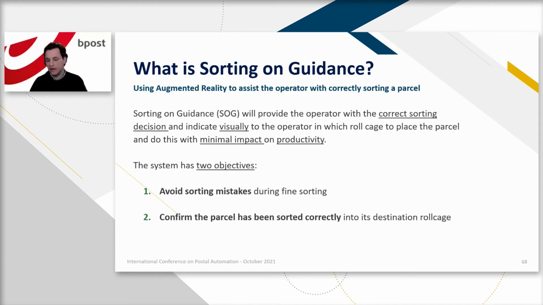So what is sorting on guidance? Well, the definition is using augmented reality to assist the operator with correctly sorting a parcel, which is clear enough, but I think it's important to say that we also want to do it in a visual way with minimal impact on productivity, and that's really important. The system has two objectives. First, obviously, we want to reduce the missorts to 0%. And the second one is, since we chose to use technology to solve the problem, we can introduce a new data point and we can confirm that the parcel has been sorted correctly into its container.